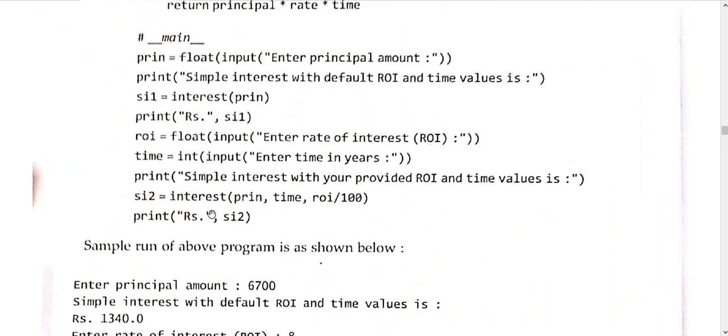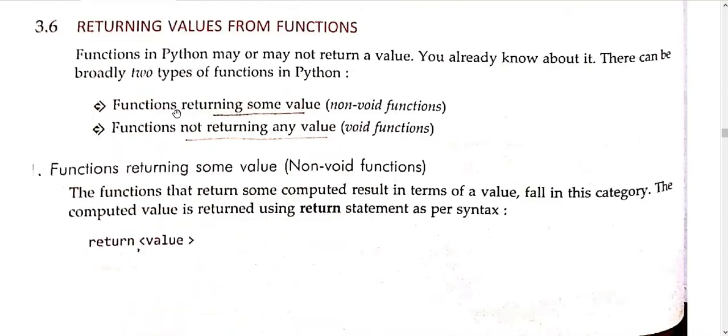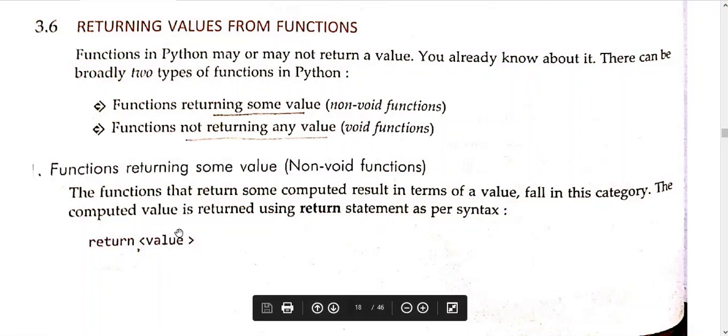These types of functions are known as non-void functions. This first category, returning some value, are non-void functions. And if the function is not returning any value, meaning it will not contain any return statement, then these types of functions will be known as void functions. So let us see them one by one.